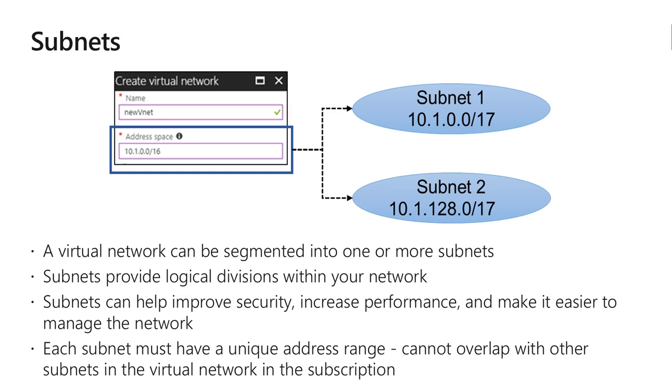And last but not least, network security groups. You can associate zero or one network security group, or NSG for short, to each subnet in a virtual network. You can associate the same or a different network security group to each subnet. Each network security group contains rules which allow or deny traffic to and from sources and destinations.